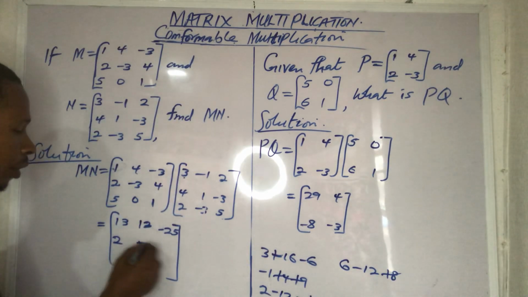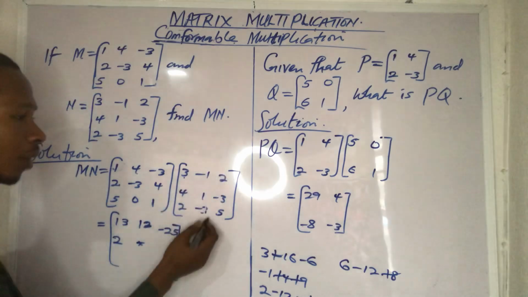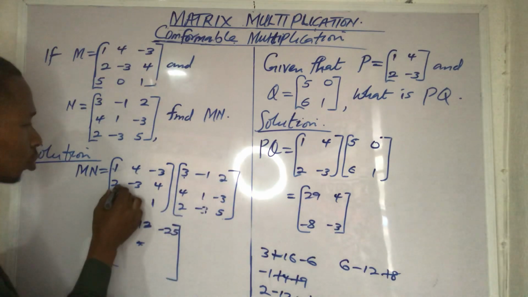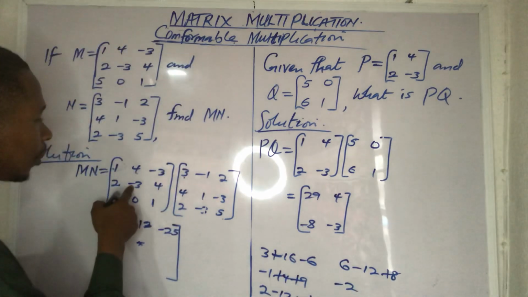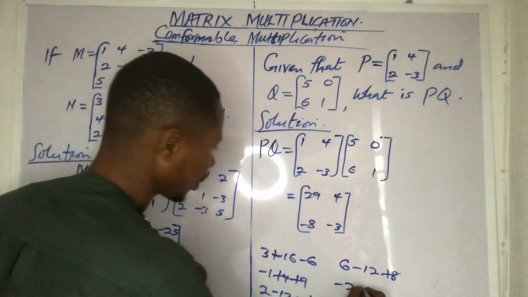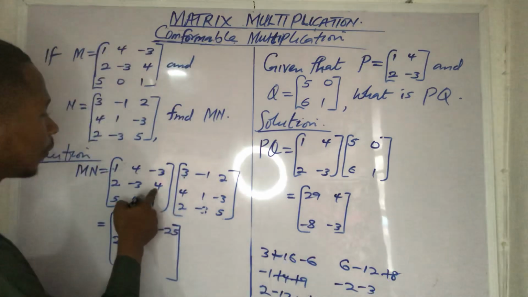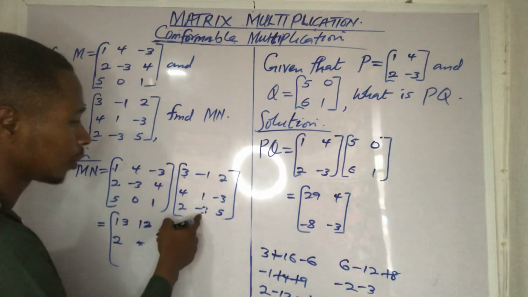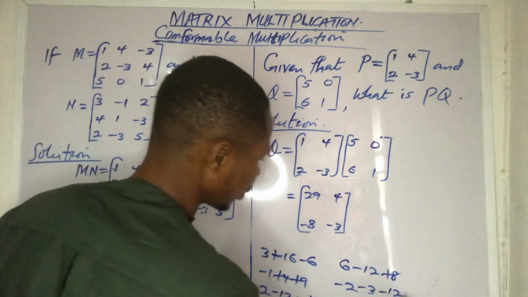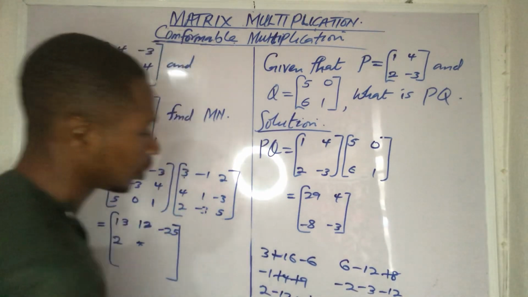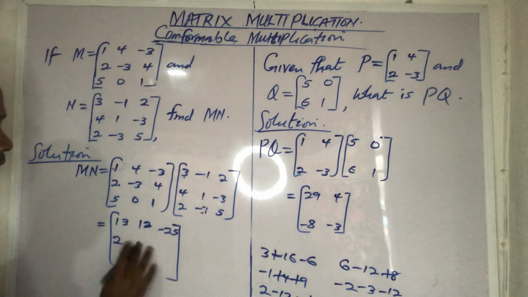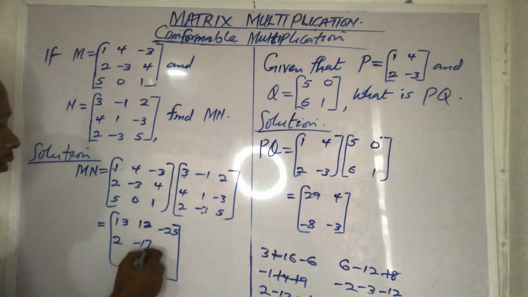Then to get what will be here, I will still use this second row to multiply this second column. So that will be 2 times minus 1, that's minus 2. Minus 3 times 1, that's minus 3. Then 4 times minus 3, that's minus 12. So you have minus 2 minus 3, minus 5, minus 17. So that will be minus 17 here.